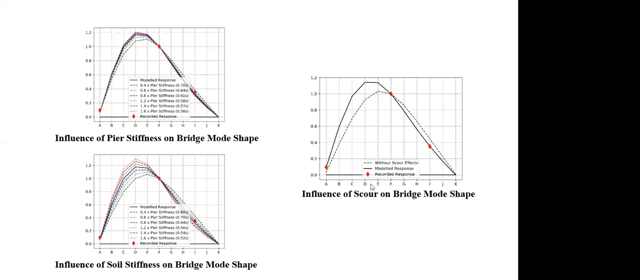And these are just some examples of the plots I made to show the influence of the different parameters on the bridge mode shape, just to give you an idea what was involved in this part of my PhD. Over here we have soil stiffness and scour, and their different influence on the bridge mode shape. And over here, just showing some different factors used and the different periods obtained.